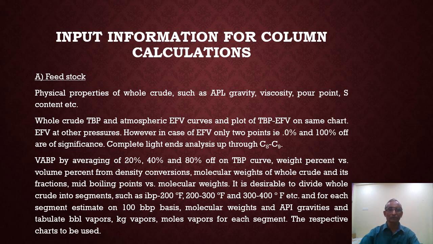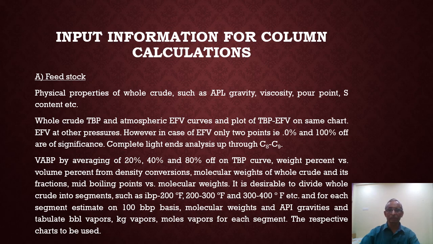EFP at other pressure. However, in case of EFP, only 2 points, that is 0% and 100%, are of significance. Complete light end analysis through C8 to C9. Volumetric average boiling point by averaging of 20%, 40% and 80% on the TBP curve. Weight percent versus volume percent from density conversion. Molecular weight of whole crude and its fractions. Mid boiling points versus molecular weight.